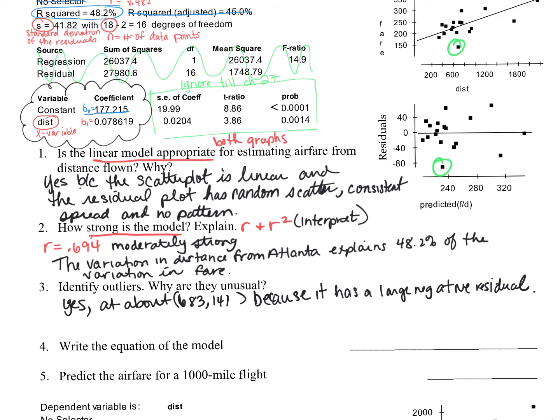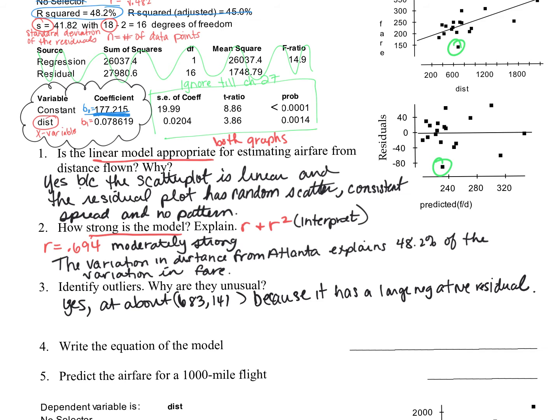Not all points with large residuals are outliers. But that one just kind of seems to stand out, right? So write the equation of the model. Again, this is the same model that we had on the backside, right? When we calculated from the summary statistics, we got these same numbers. So our equation of the model is the same, but again, we're looking at these numbers, right?